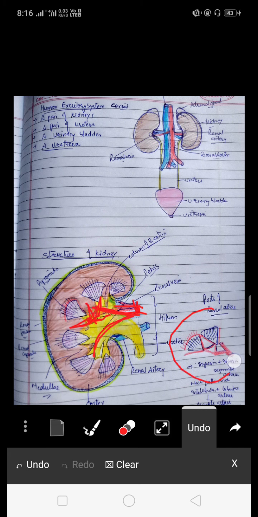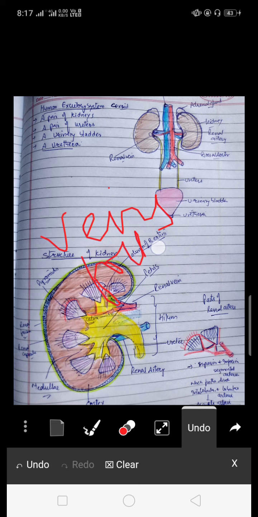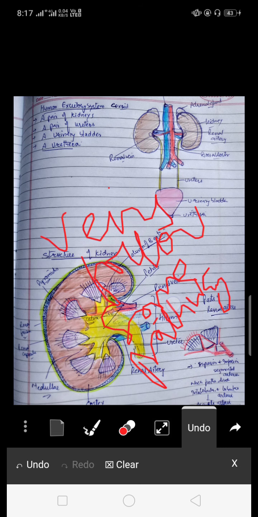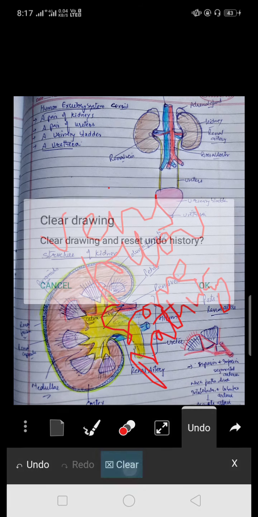The interlobar arteries split at the junction of the renal cortex and medulla to form the arcuate arteries. The arcuate, bow-shaped arteries form an arc along the base of the medullary pyramids. The renal veins also follow the same route. So, this was all about the structure of the kidney.